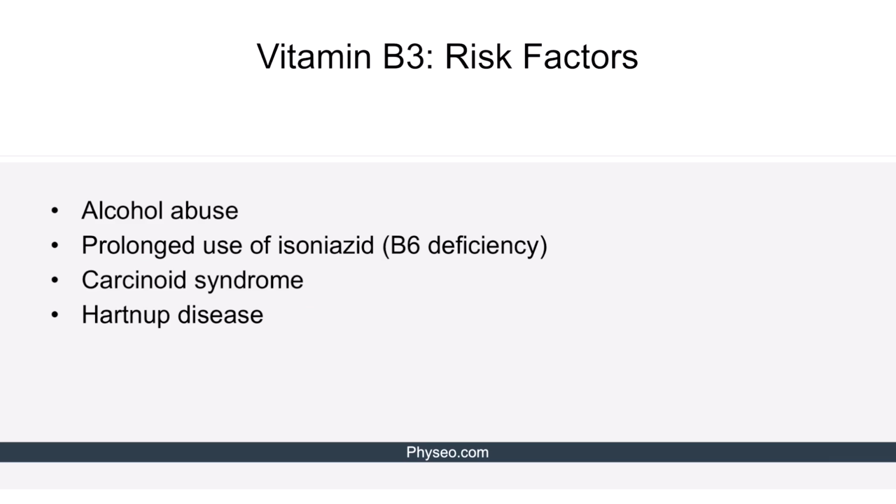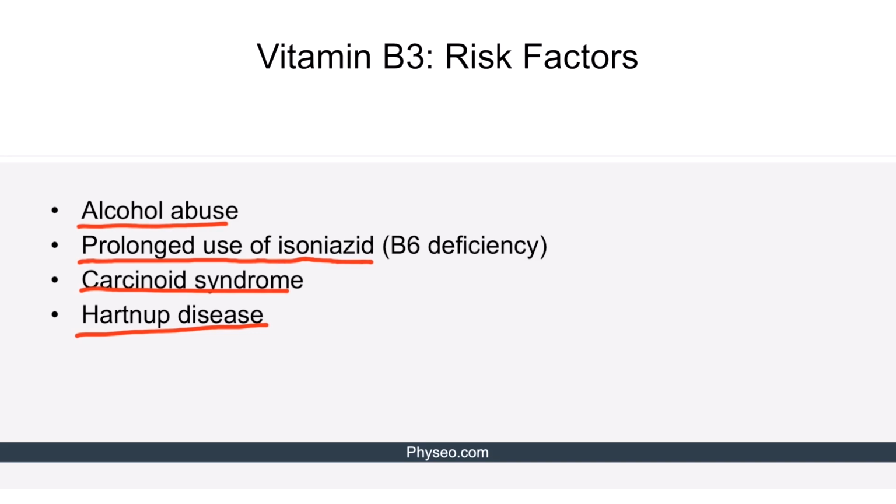Let's move on to risk factors. Patients who are prone to have a lack of vitamin B3 include alcohol users due to malnutrition, those with prolonged use of isoniazid, and those with carcinoid syndrome or Hartnup disease. Let's take a closer look at some of these. Prolonged isoniazid use can lead to a vitamin B6 deficiency. Since vitamin B6 is required for the production of vitamin B3, this can lead to a B3 deficiency.